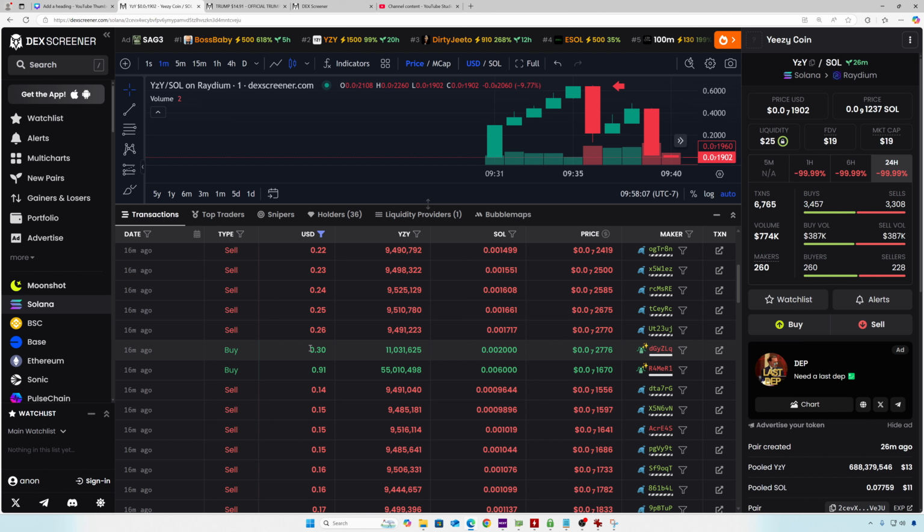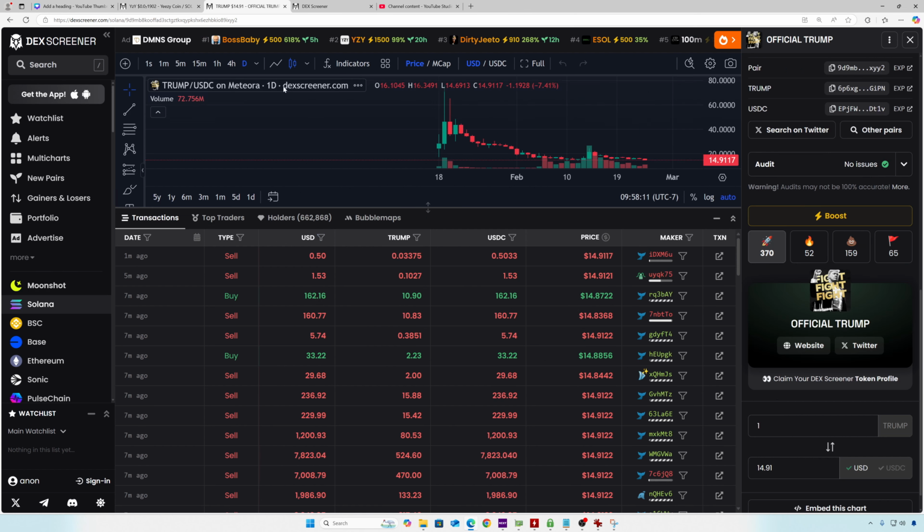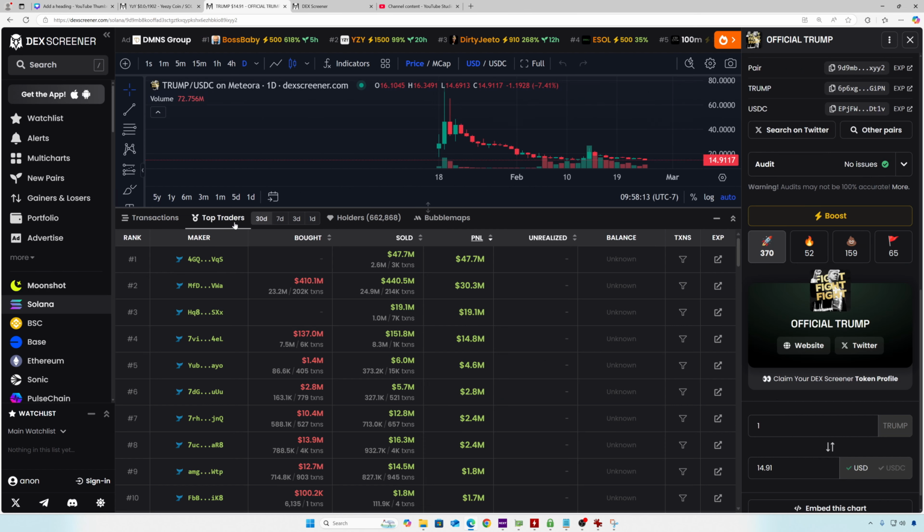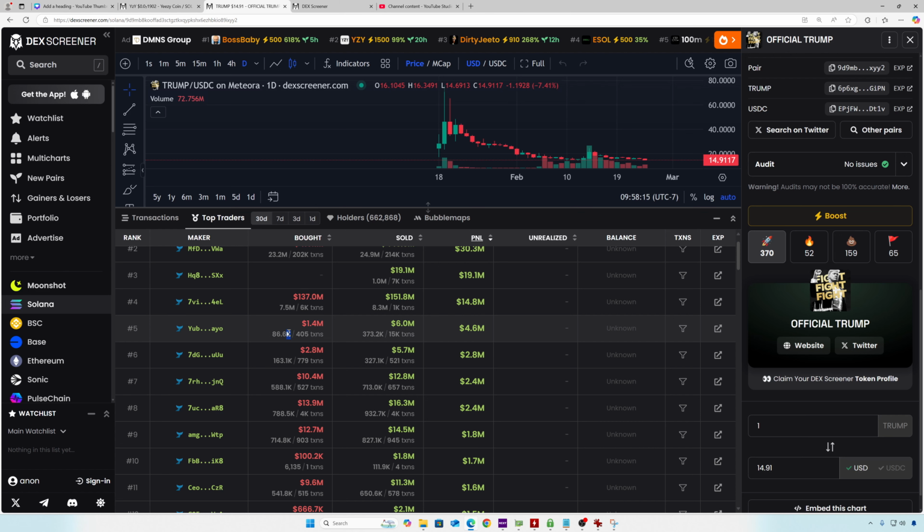You know, there's guys that put in millions of dollars into Trump coin, and they made millions of dollars back. Let me show you guys that. So top traders on Trump coin. This guy literally bought 1.4 million. He sold for 6 million. He's up 4.6. So there's people that put in millions of dollars.